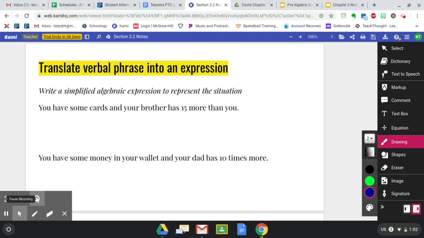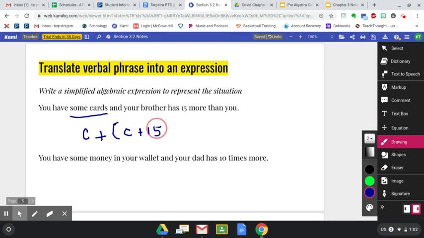So it says you have some cards and your brother has 15 more than you, right? So you have some cards. We don't know what that number is, so we're going to give it a variable, okay? And we'll just call it C, okay? And your brother has 15 more than you. All right. So since we don't know what you have, right, we're going to write that as your cards plus 15. Okay. So I have your cards, and then your brother has your cards plus 15.